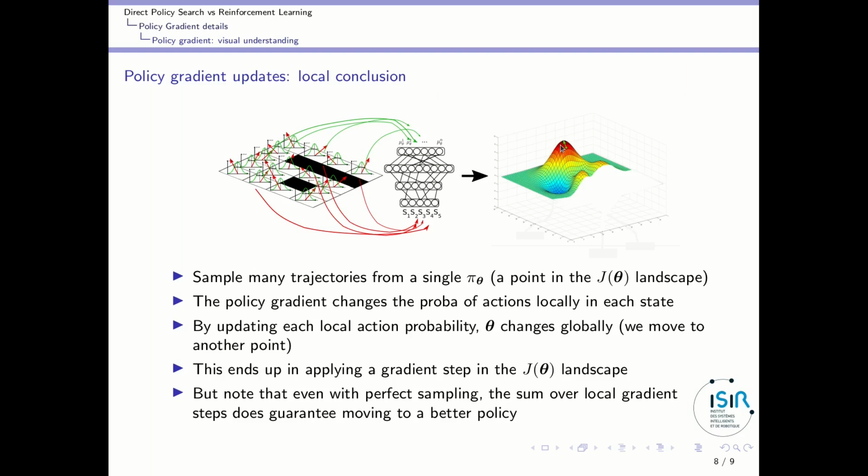In general, if the gradient update is correct, we will move to a better policy, but this might not be the case. Even with perfect sampling, due to the interaction between the updates and due to the variance of the process, the sum of our local gradient steps does not guarantee moving to a better policy. And it's important to figure this out, and that will be the conclusion of this short video.